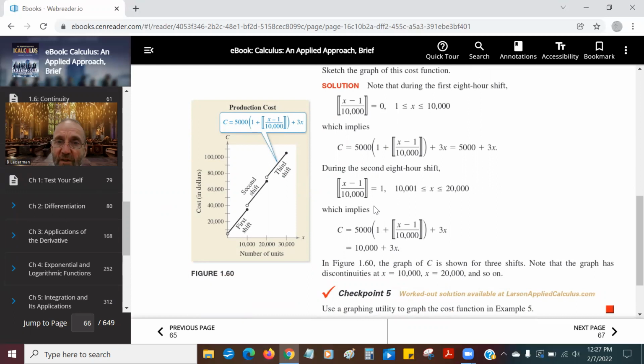So if you graph these, if you notice, it's going to come out to 5,000 plus 3x. The next shift, it's going to be 10,000 plus 3x, and so on and so forth. And that's the first shift, that's the second shift, and that's the third shift.